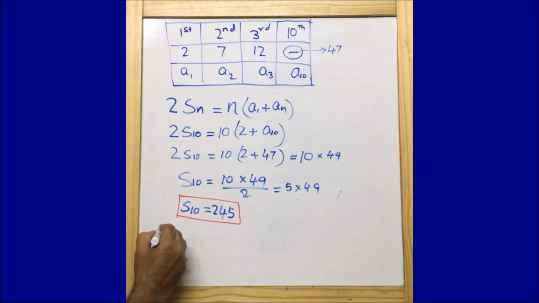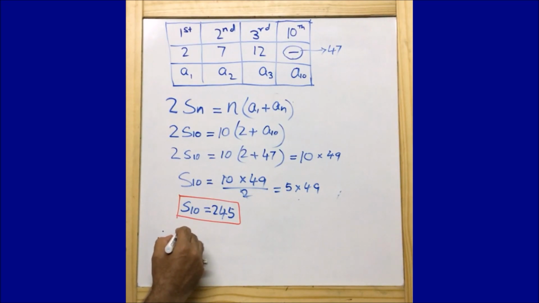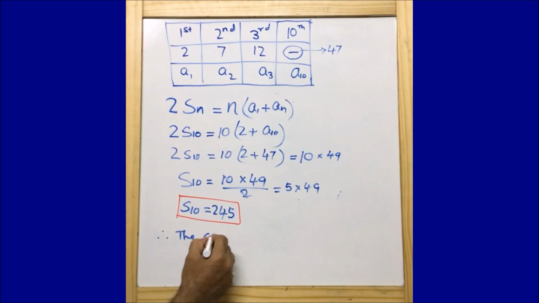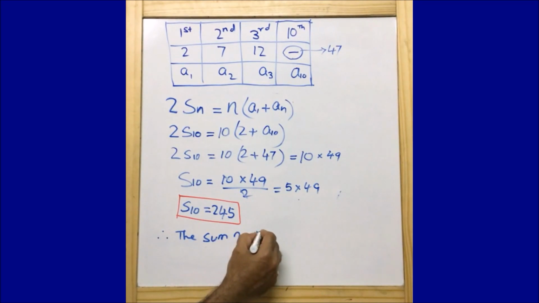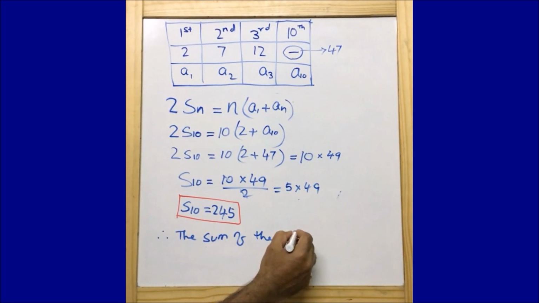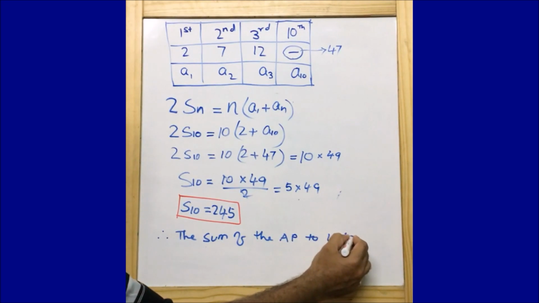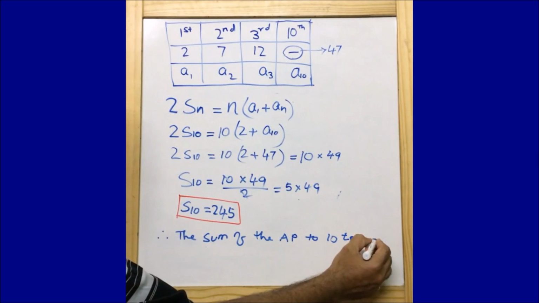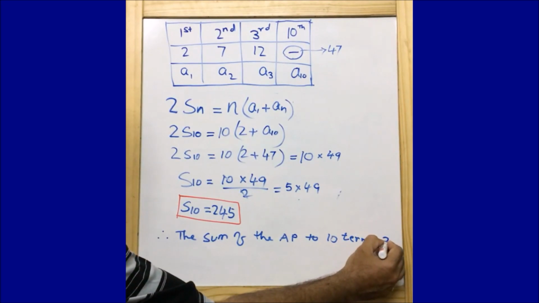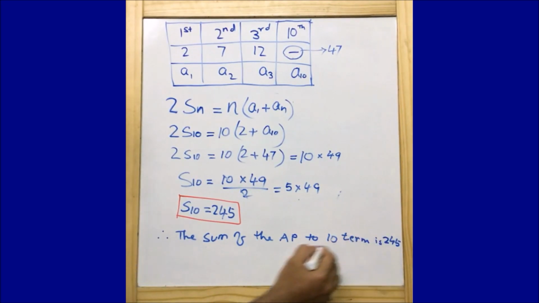So we can write at the end of our answer, because the question asks us to find the sum of the following AP up to 10 terms, therefore the sum of the AP to 10 terms is 245. That's all, guys. I believe you understood this calculation.